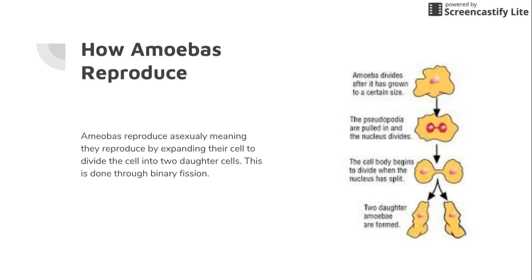How do amoebas reproduce? Amoebas reproduce asexually, meaning they reproduce by expanding the cells to divide the cells into two daughter cells. This is done through binary fission.